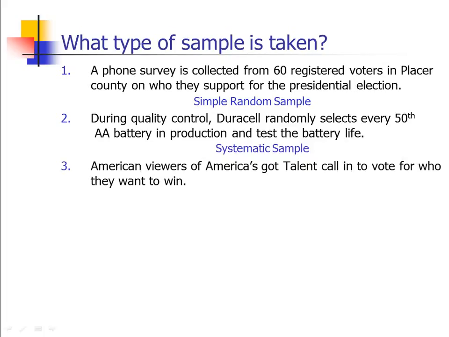America's Got Talent, the call-in. This is a voluntary response sample. It doesn't mean a voluntary response sample is always bad, but in this case, people vote for who they want. Everybody has a chance to vote, but it's voluntary. You don't have to vote.